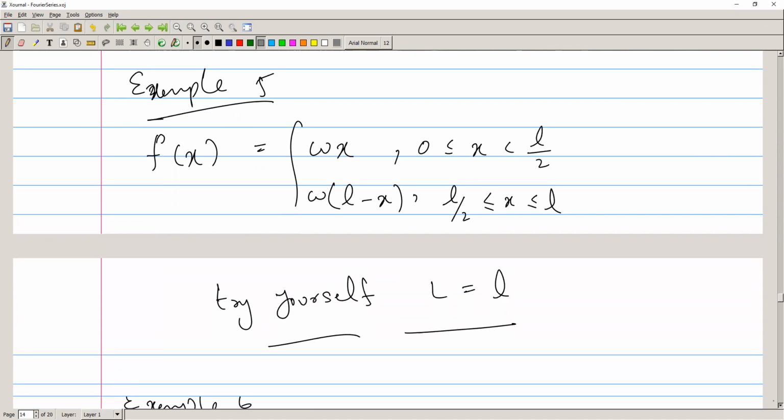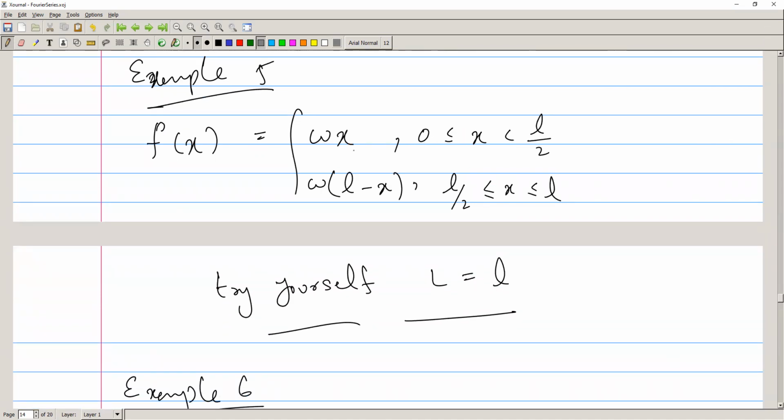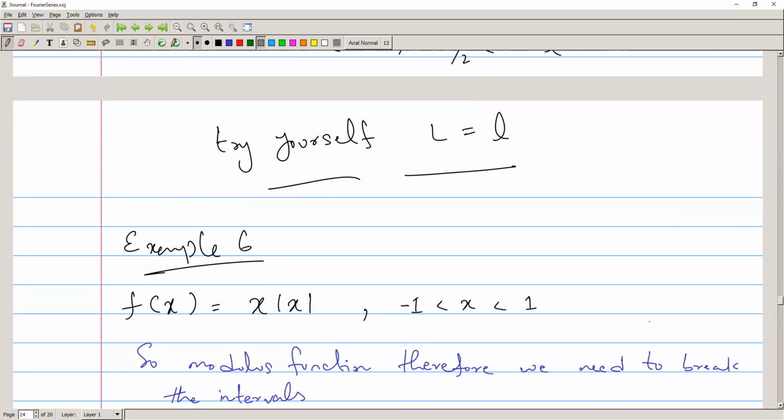And similarly, you can see example number 5. You can try it yourself. In this case, L is equal to small l. So you can solve it for a naught, a n, and b n.